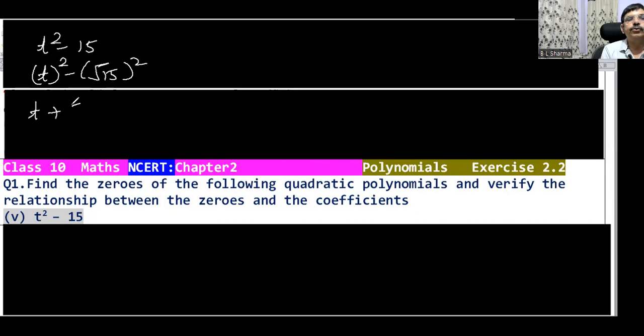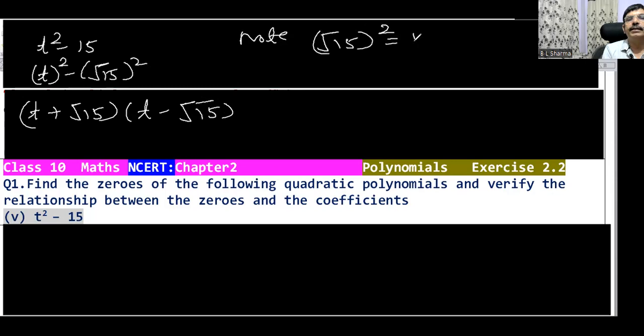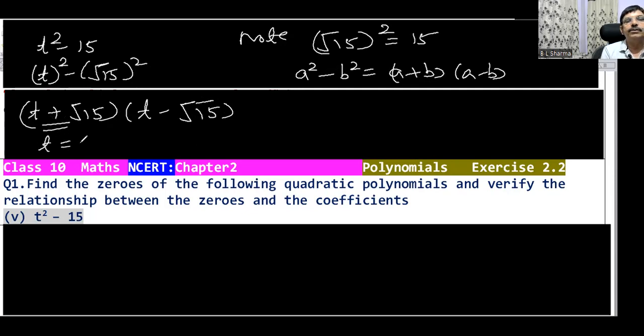So 2 factors: t plus root 15 into t minus root 15. ये इसके 2 लीनियर फैक्टर्स हुए. ये नोट करें that root 15 square is 15 and a square minus b square, the factors are a plus b into a minus b. ये आइडेंटिटी हमने यूज किया है. Putting each factor equal to 0: if you put this equal to 0, then t is equal to minus root 15. And when you put this factor equal to 0, t is equal to root 15.